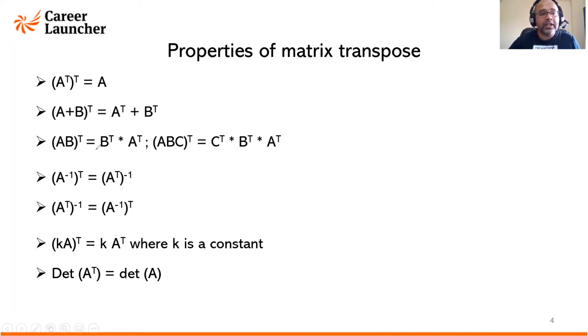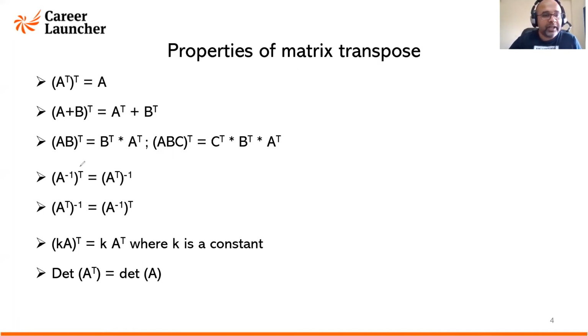Now (AB) whole transpose, here it's interesting, becomes the reverse: B transpose into A transpose. The order is very, very important, guys. (AB) transpose becomes first B transpose, then multiplied with A transpose. If you have more than two, (ABC) whole transpose, then you will have C transpose in the reverse order, then B transpose, then A transpose. So when you take the overall transpose out of the bracket, the reverse order of multiplication and the transpose happens, right?